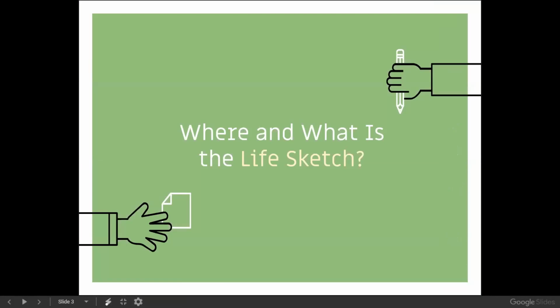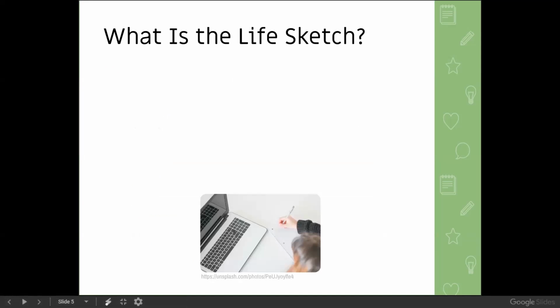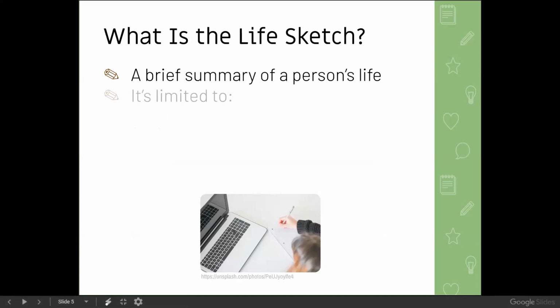So where and what is the life sketch? It might sound backwards to start with where, but I felt it would be helpful because of the context. So where the life sketch is at the top of any Family Tree person page. As for what it is, it's just very simply meant to be a brief summary of a person's life. By brief, we mean that it's limited to 10,000 characters.